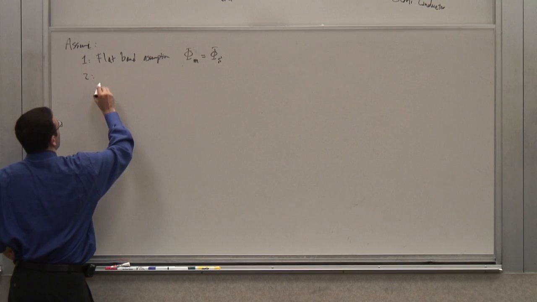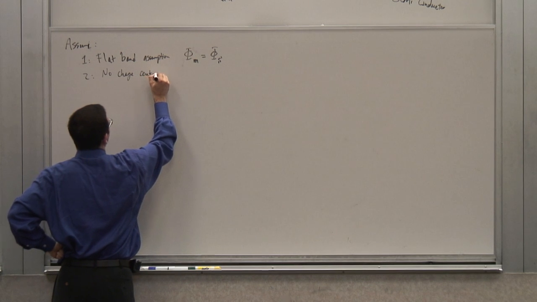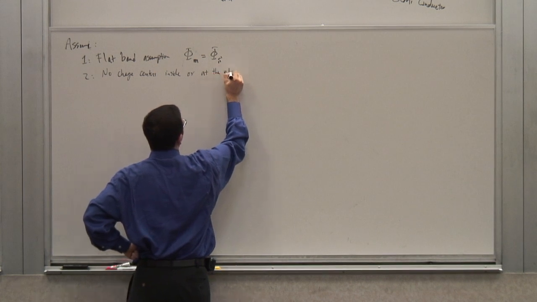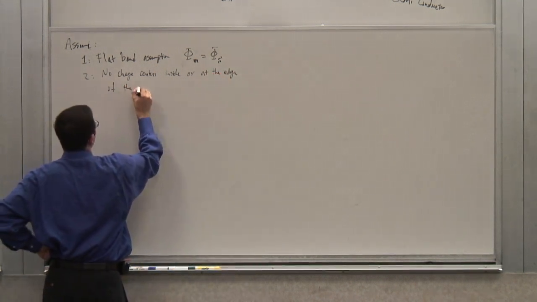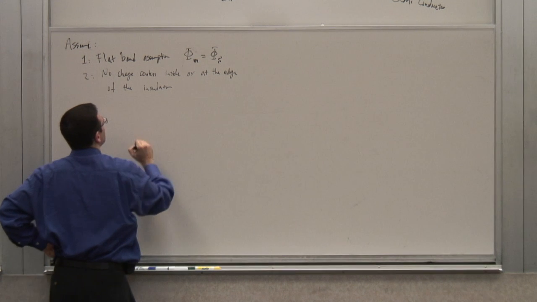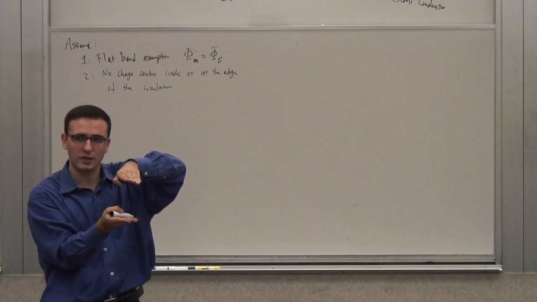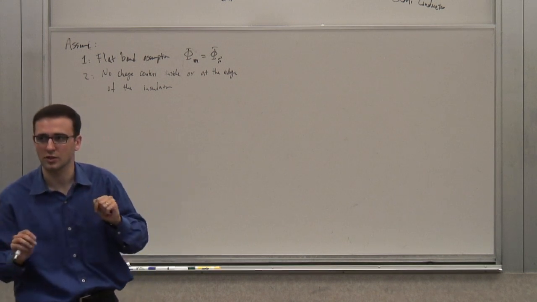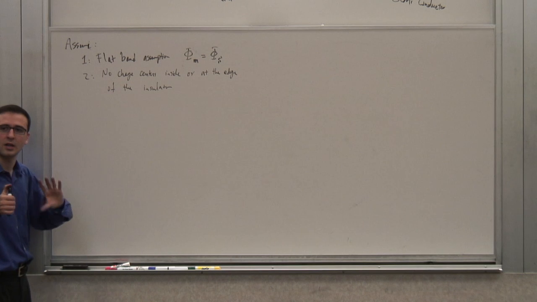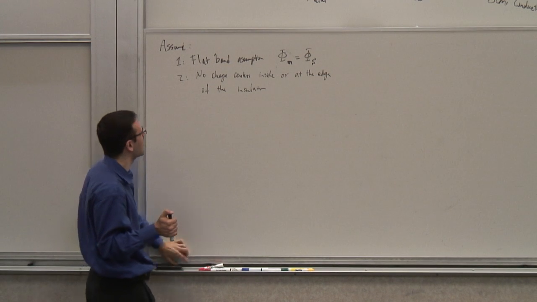Now, assumption number two is that there are no charge centers inside or at the edge of the insulator. So I'm assuming that there are no additional net charges inside the insulator. So inside the oxide there are no additional charges, and at the surface of the oxide and the semiconductor there are no additional charges. And neither one of these are valid in general. So I'm making some strange assumptions here, but I promise to come back and talk about both of them and see how things change when you make these assumptions. So keep these assumptions in mind.